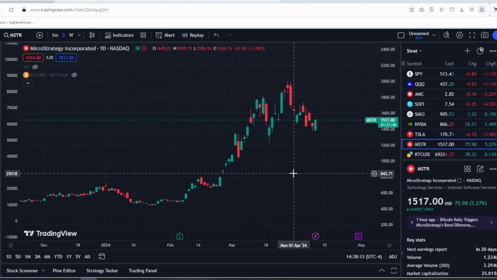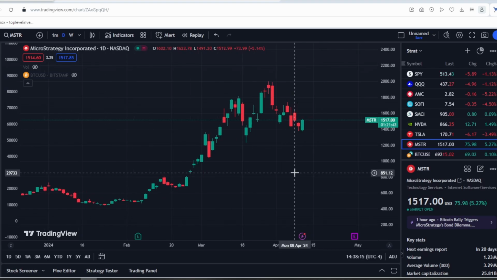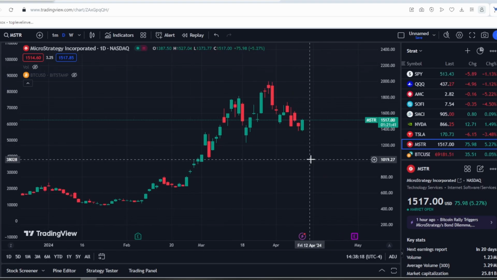Where Bitcoin goes, the stock will go. It's very, very hard to predict prices. But again, that's just my opinion. Investing in this company now is very dangerous.